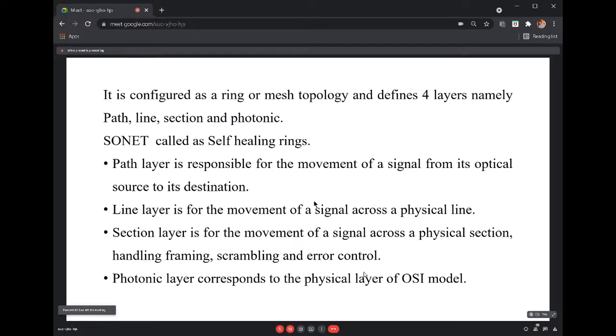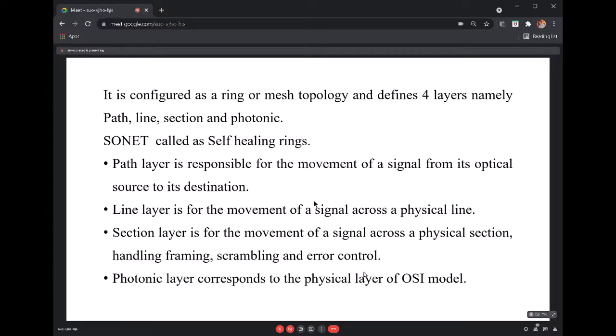One is 2 fiber unidirectional path switch ring, that is, we call it UPSR, unidirectional path switch ring. The other one is 2 fiber or 4 fiber bidirectional line switch ring, that is BLSR, bidirectional line switch ring. Either BLSR or UPSR. That I will be explaining a little later.